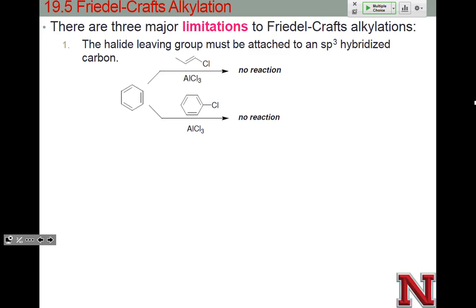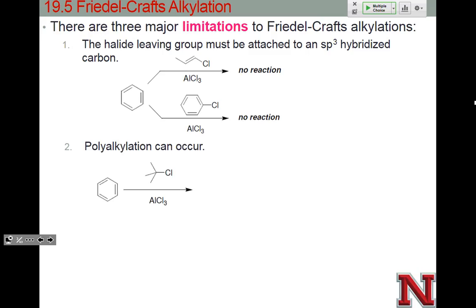Primary will lead to rearrangements. Tertiary and secondary work really well, but this won't happen on a double bonded carbon or a triple bonded carbon because the carbocation isn't stable enough to form. So that's very similar to our SN1 and SN2 reaction limitations as well.